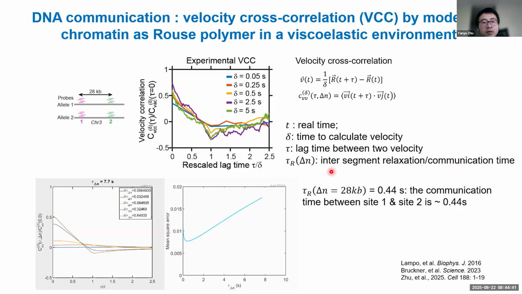And we found that for these two sites, 28 kb away from each other, their communication time is 0.4 seconds. So basically, when loci 1 moves, after 0.4 seconds, loci 2 will feel the movement of loci 1.